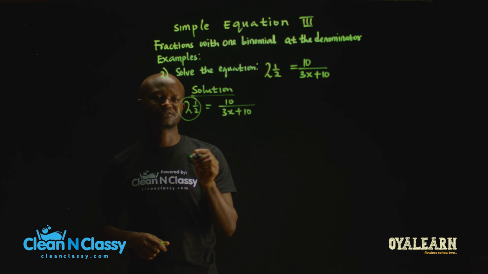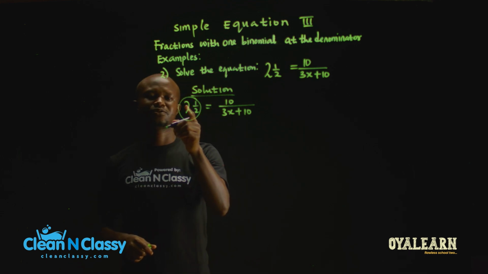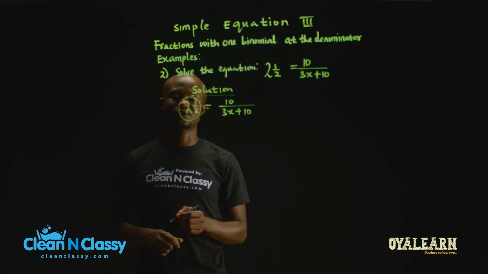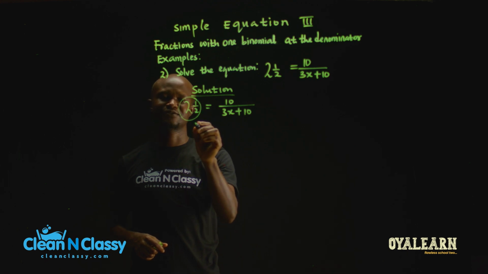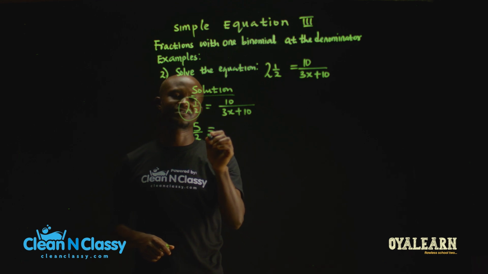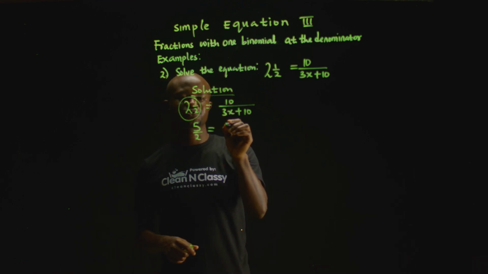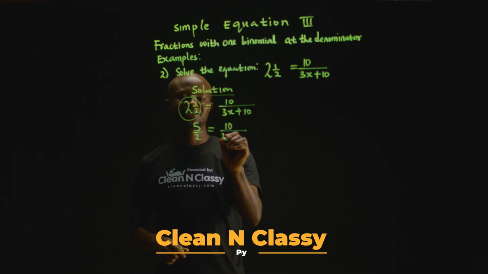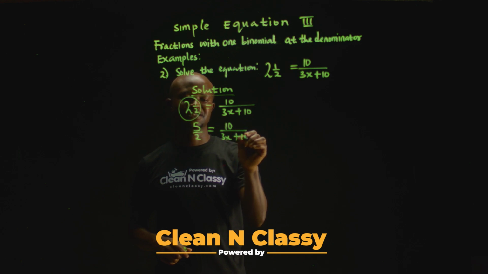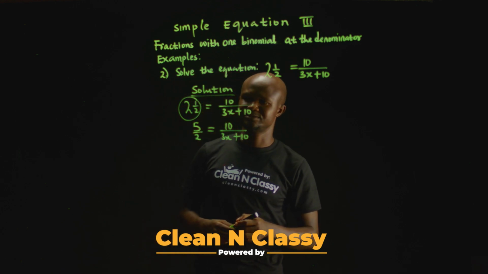an improper fraction. 2 times 2, that is 4. 4 plus 1, that is 5. So we have 5 divided by 2 at the left hand side to be equals to 10 divided by 3x plus 10 at the right hand side.